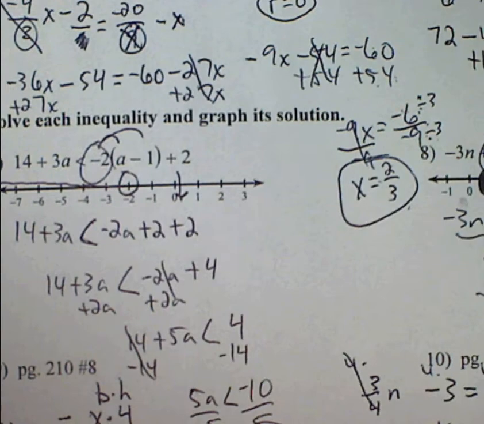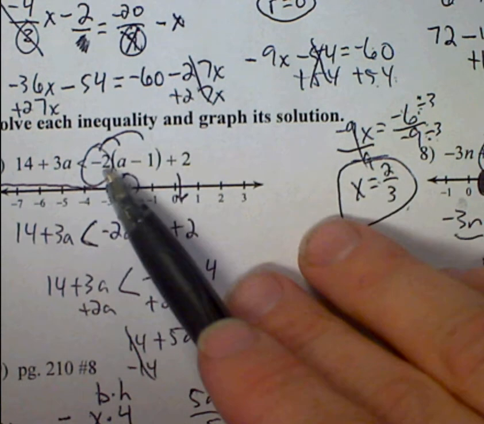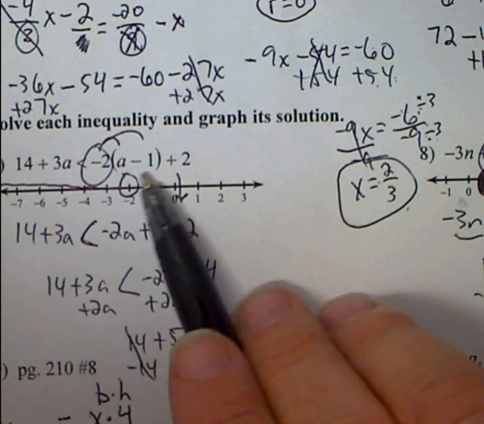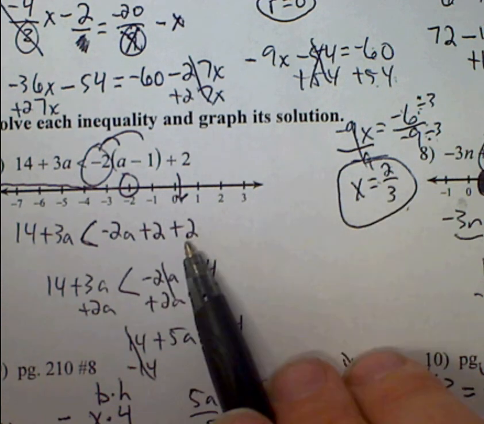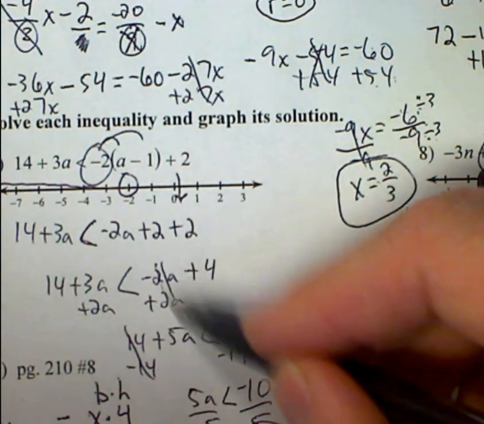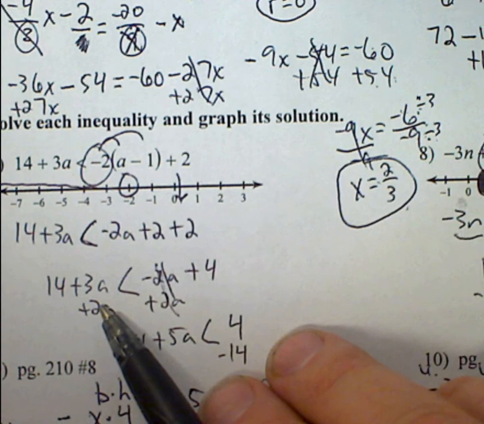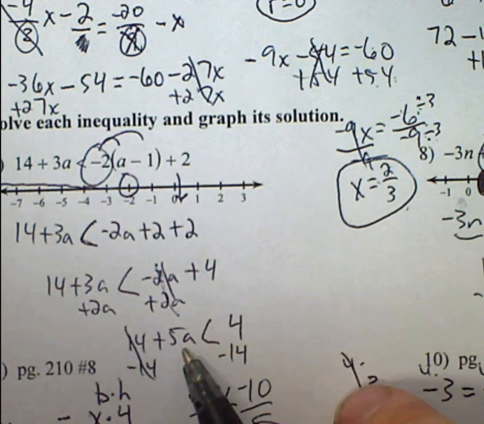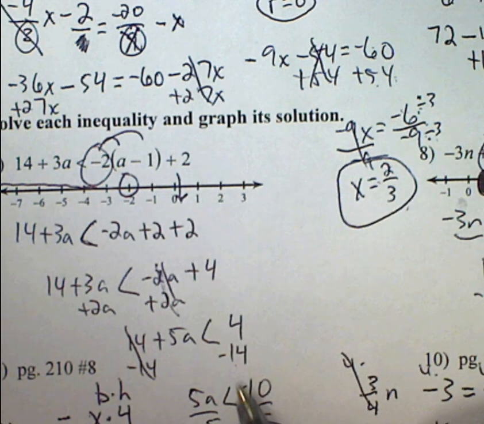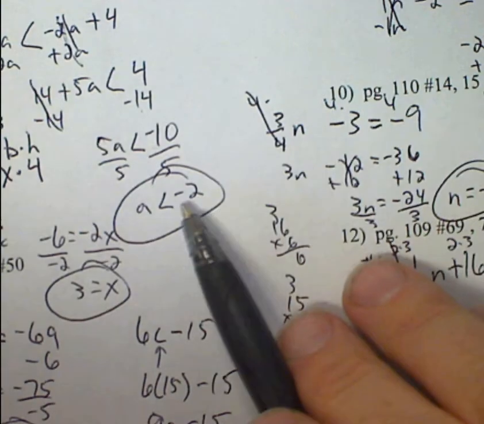Number 7. Distribute my negative 2. That gives me negative 2a plus 2, and then I brought down my plus 2. I added 2a to both sides to get my variables to the same side, plus 2a. That gave me 14 plus 5a less than 4. Minus 14 to both sides, that's negative 10. Divide by 5 and I get a is less than negative 2.